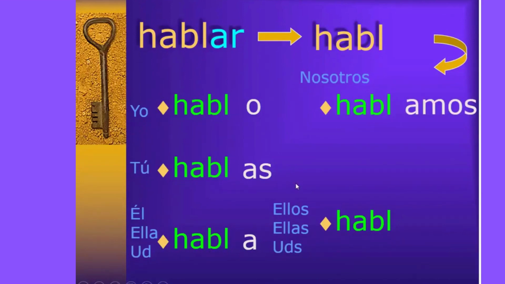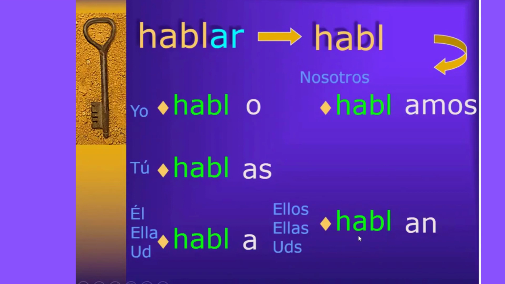How about nosotros? Nosotros, we are going to add the ending amos. Nosotros hablamos. If you say we speak Spanish, nosotros hablamos español. And for ellos, ellas, and ustedes, remember they always use the same ending of a verb, the same form of a verb, although they don't mean the same thing. You're going to add an. Ellos hablan, ellas hablan, ustedes hablan.